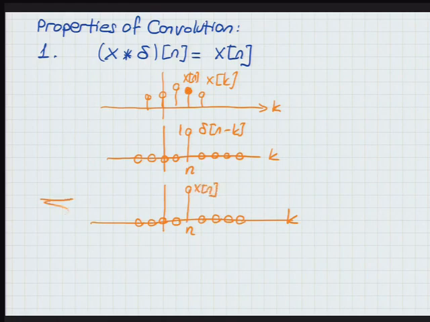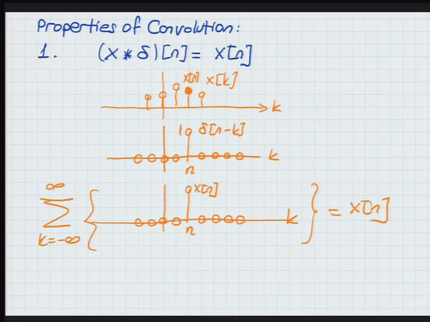And then I need to sum this over all k's, and you're summing a bunch of zeros. The only non-zero element is x of n, so what comes out is x of n. Here's your proof, okay? Purely graphically. All right, so delta is the identity element, the impulse. Unit impulse is the identity element when it comes to convolution. Questions? Clear? Okay.